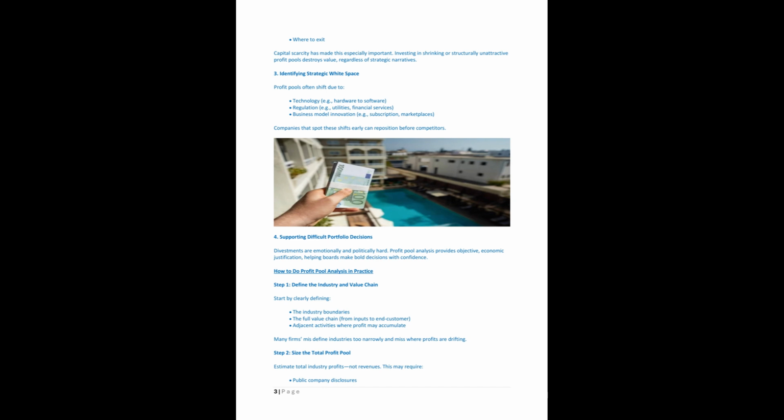Profit pools can shift due to changes in technology, like moving from hardware to software, regulation in sectors such as utilities and financial services, or through business model innovation, like subscriptions and marketplaces. Companies that recognize these shifts early can reposition themselves ahead of competitors. Making tough portfolio decisions, especially divestments, is often challenging emotionally and politically, but profit pool analysis offers clear economic reasons that help boards make these bold moves with confidence.